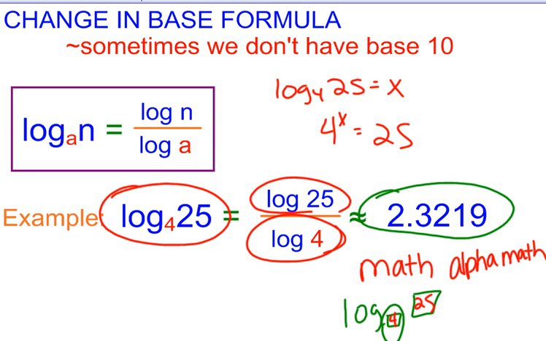If you don't have the update, it's not like this is too much harder anyways. You're just going to take log 25 divided by log 4. So it's not really much work. It's just remembering how to do that.